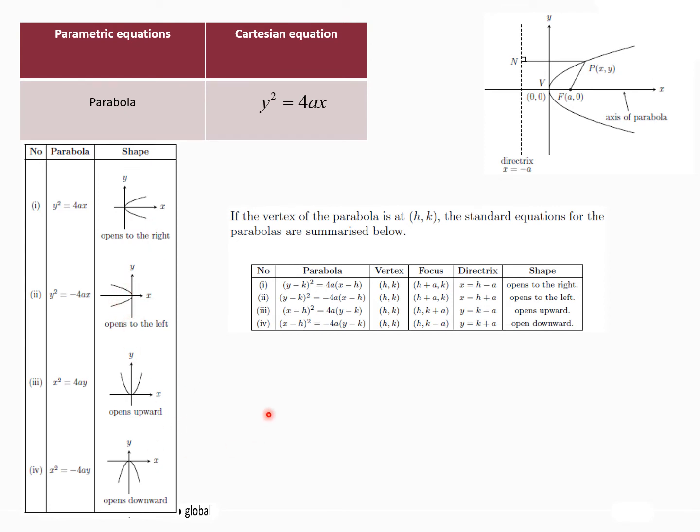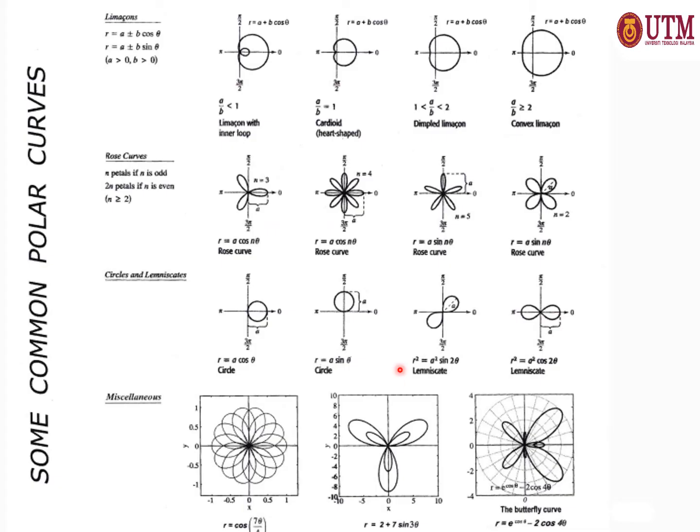So you can try out to recap all this, but our main focus is the polar curve. The polar curve equation itself refers to a certain shape. For example, here we have r equals a plus minus b cos theta, and also r equals a plus minus b sin theta.